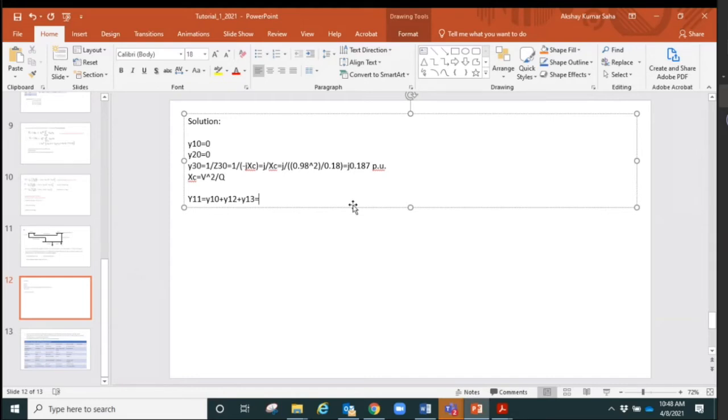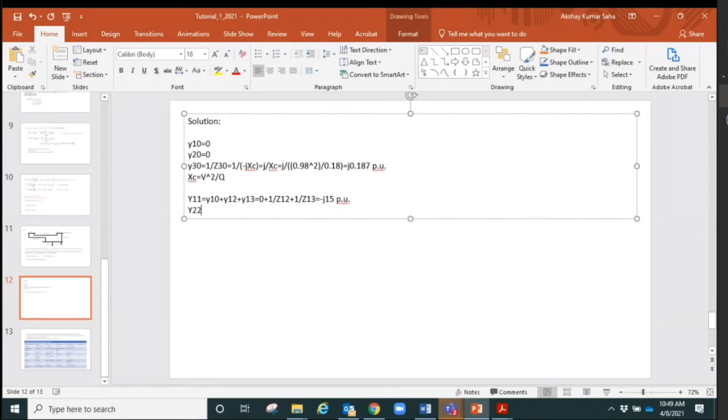You can put those values straight away from the diagram. y12 is 1 over z12. So it's 0 plus 1 over z12 plus 1 over z13. So what do we get? We get minus j15. That's the correct answer. Can you please confirm? Anyone else? Sahil and Subusi, they are saying j15. So minus j15. So that's correct.